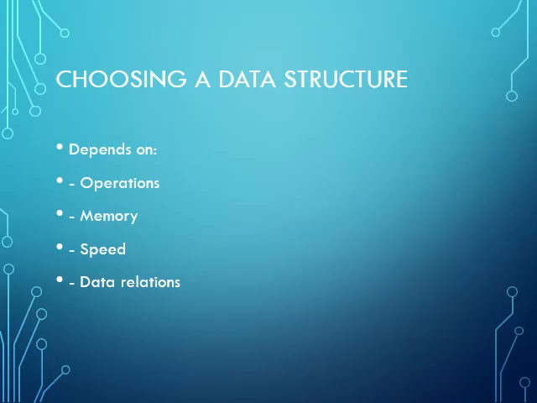Choosing a data structure. The choice of data structure depends on what our program needs. If we want fast searching, we might use a hash table. If we want hierarchical relationships, we use trees. If memory is limited, we choose a structure that uses space efficiently. Choosing the right structure makes our code clean, fast, and reliable.